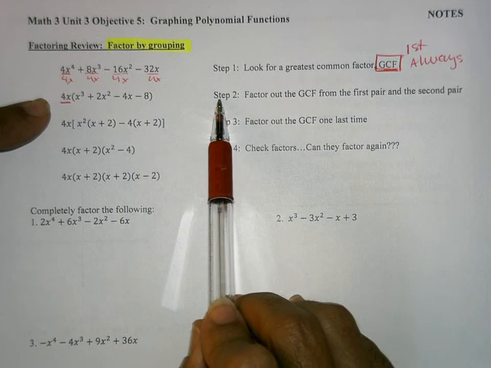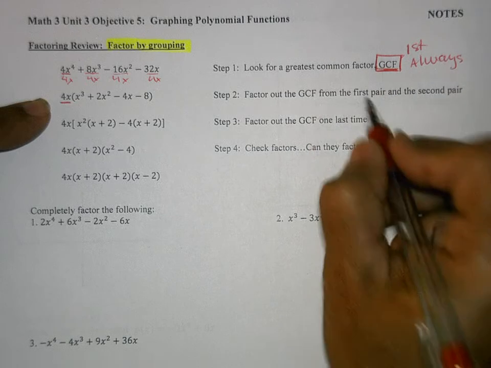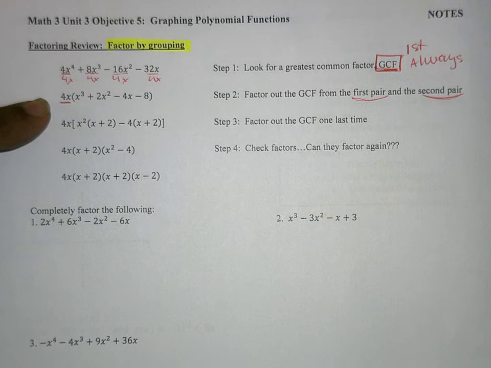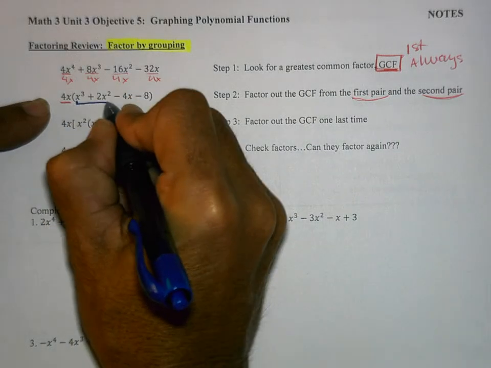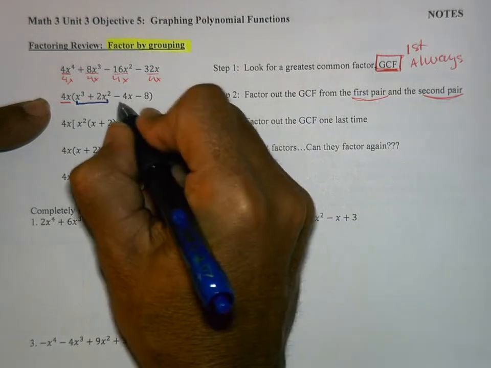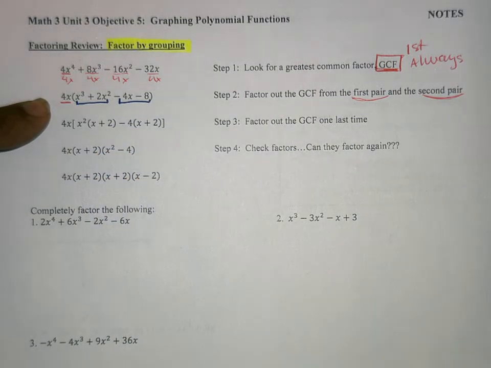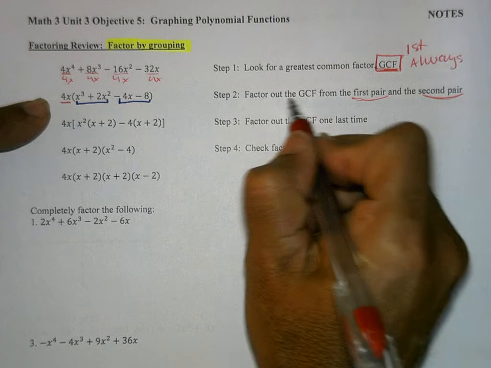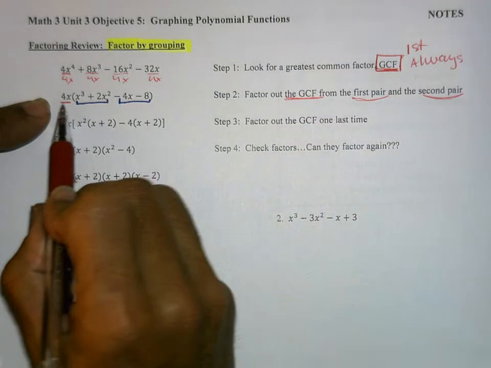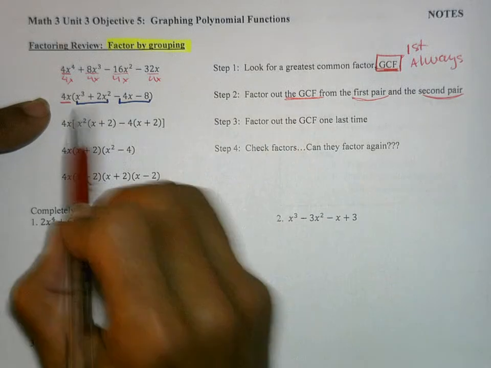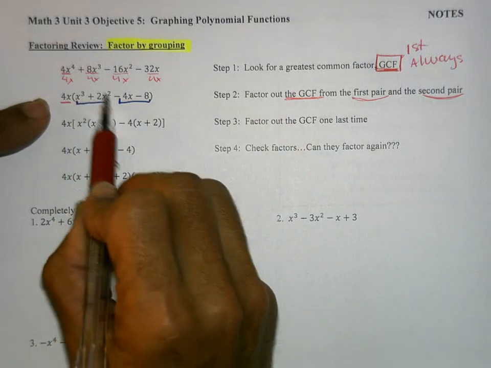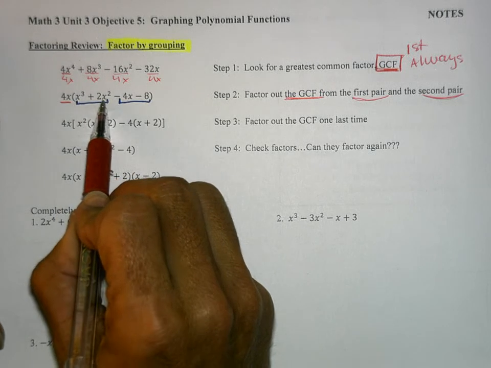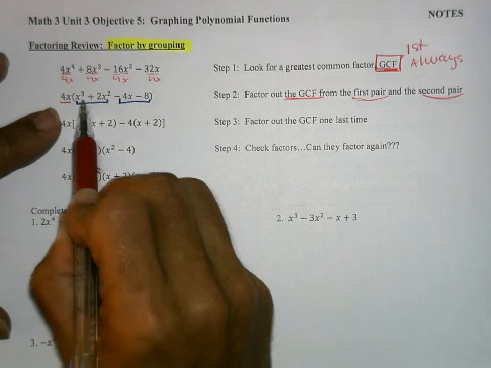The second step says factor out the GCF from the first pair and the second pair. So they're telling me to make 2 pairs. I'm going to make the first 2 terms a pair, and then the second 2 terms, that's my second pair. This GCF is a different GCF than the original. They want me to look for a GCF for only the first 2, x cubed plus 2x squared. The GCF is x squared for the first 2 terms.